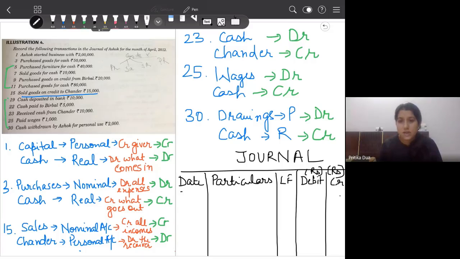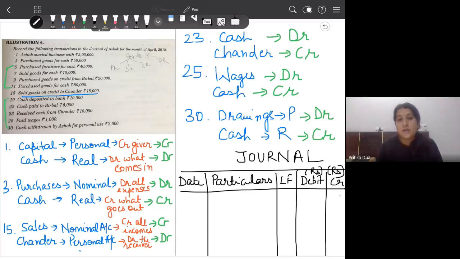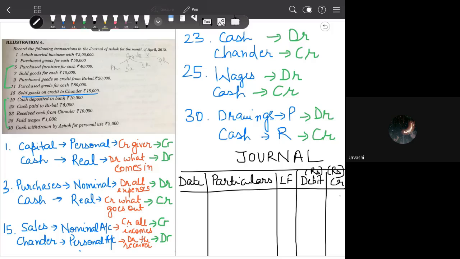Someone has raised your hand. Anyone is having? Yes, ma'am. मैम जो लास्ट एंट्री है अशोक वाली पर्सनल अकाउंट की, मैम अशोक ने अपने नाम पे ड्राइंग्स ली है, तो वहाँ पे अशोक का अकाउंट आएगा, ड्राइंग्स अकाउंट आएगा? ड्राइंग्स अकाउंट आता है. जो पर्सनल यूज के लिए आप लेते हो पैसा, वो ड्राइंग्स अकाउंट में आता है. ओके मैम.